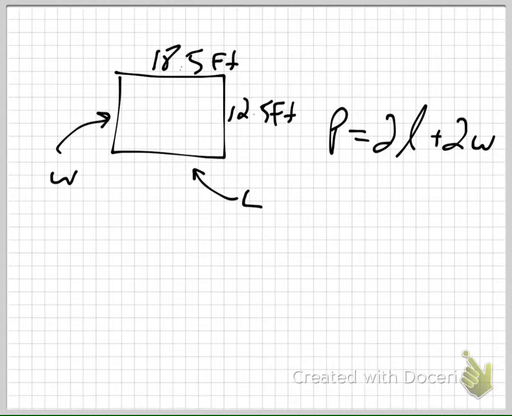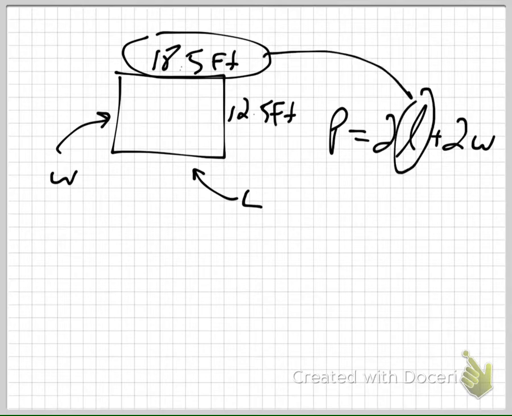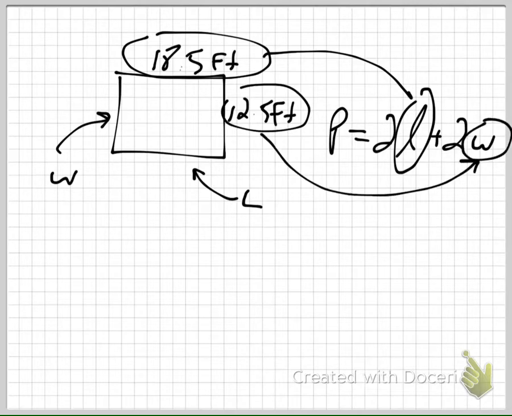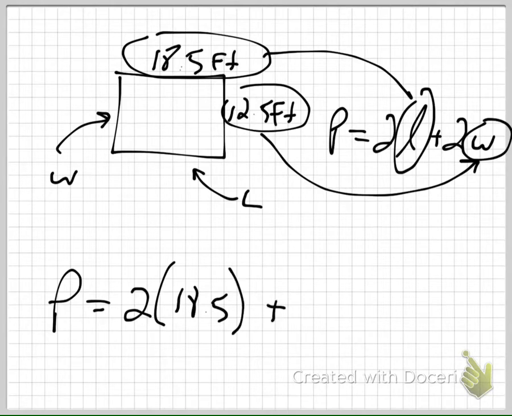So what is 18.5? That's the length, so you're going to plug it in here. And what is the 12.5? That's the width. You're going to plug it in here. Does that make sense? So let's do that. P equals 2 times, notice I put it in parentheses, 2 times 18.5 plus 2 times 12.5.